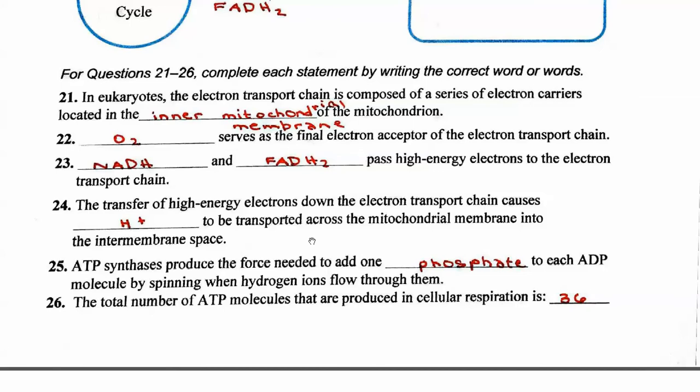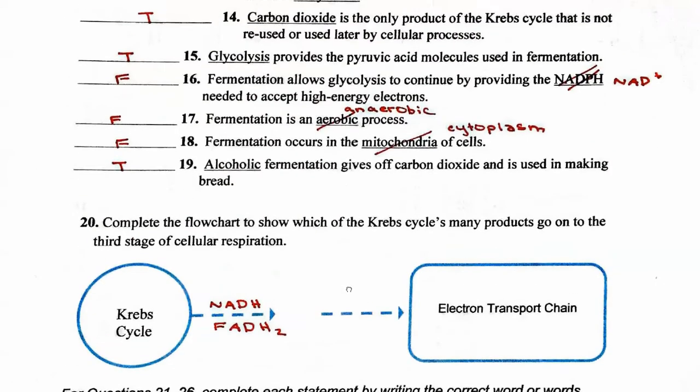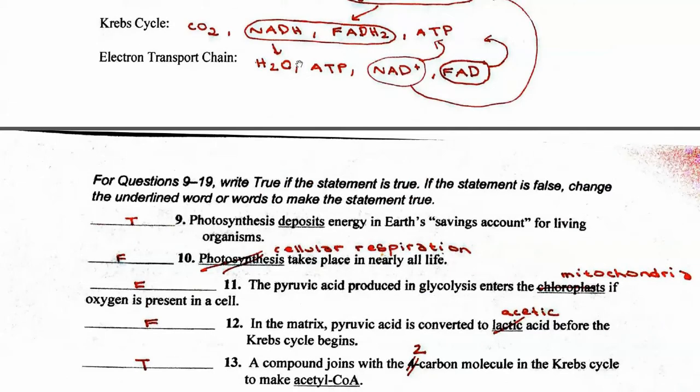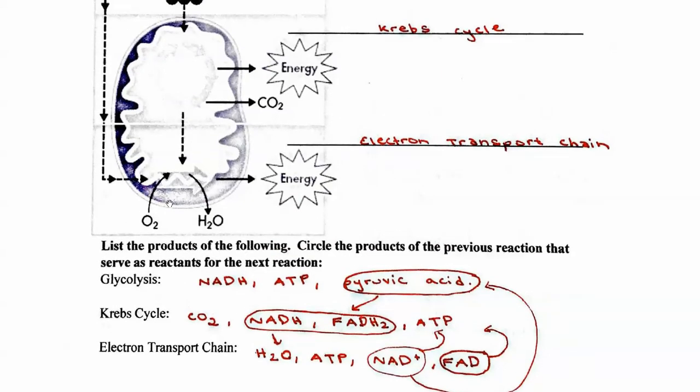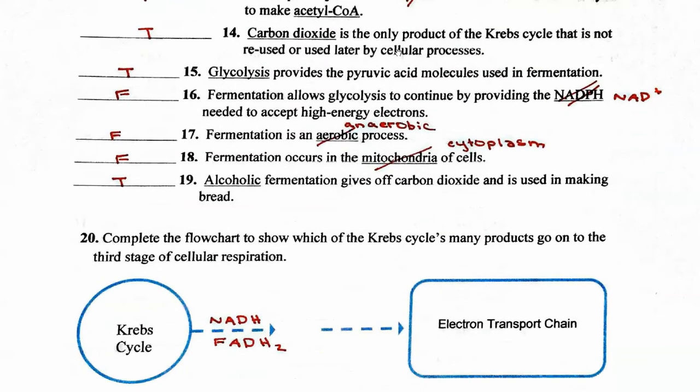All right, 21. In eukaryotes, the electron transport chain is composed of a series of electron carriers located in the inner mitochondrial membrane. I'm trying to find where I made my drawing. I can go up here and show you really quickly. This is your outer mitochondrial membrane. This is your inner mitochondrial membrane. This is your matrix. And this between the two membranes is your intermembrane space. I'll keep going because I'm running out of time.